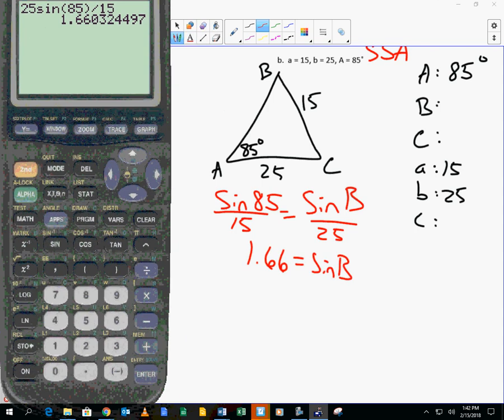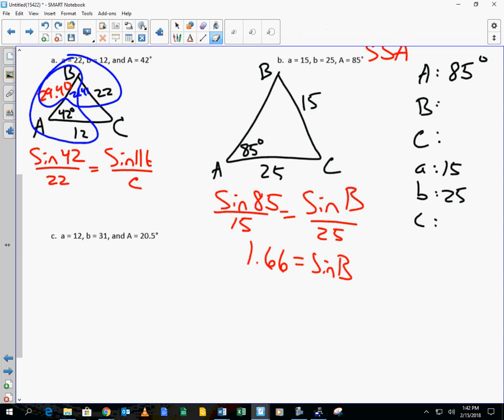What it means is that my drawing, which I was not an art major, should probably be more like that. It's too short to reach the other side. That's truly what it means. How do I know that? Because I got this right here. No solution.